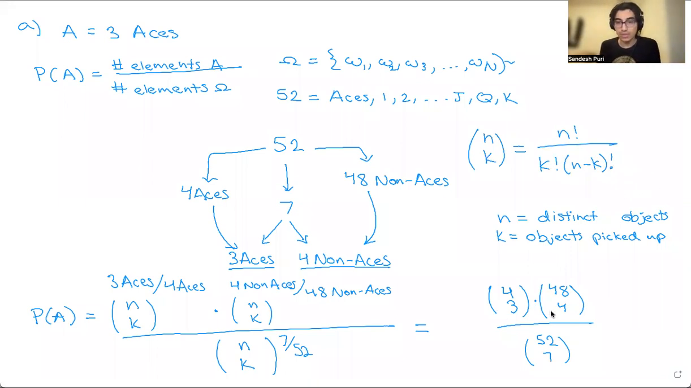So for each of these events, you can calculate the numerical value. For example, for this top one here, you would do 4 factorial divided by 3 factorial, n minus 3, 4 minus 3 factorial, and you would get a numerical value there. All right.